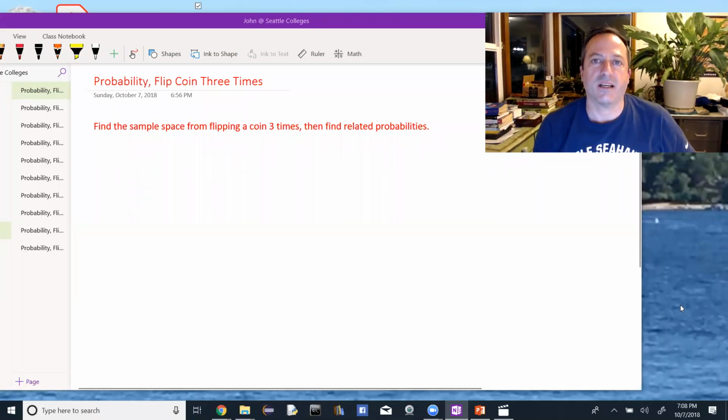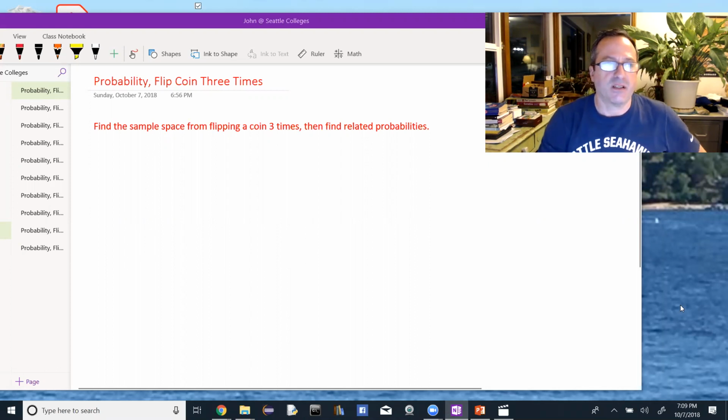Okay, so we're going to look at another sort of game of chance, and that's flipping a coin 3 times. And again, this is one where we want to construct the sample space first. If we have a good sample space, then all of the probability questions for this become much easier. So to start with our sample space from flipping 3 coins, then find the related probabilities.